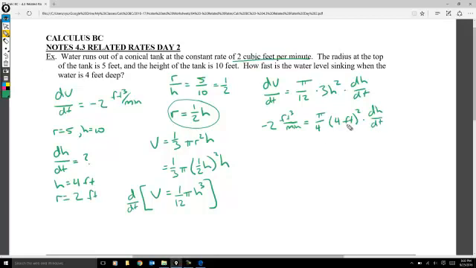The reason why I'm including my units in this example is because it makes it really easy to figure out what your units are for your final answer. So let's simplify this mess just a little bit. I have -2 feet cubed per minute equals, these 4's will cancel, so I'll end up having 4 pi feet cubed times dh/dt. Now let's divide everything by 4 pi feet squared.